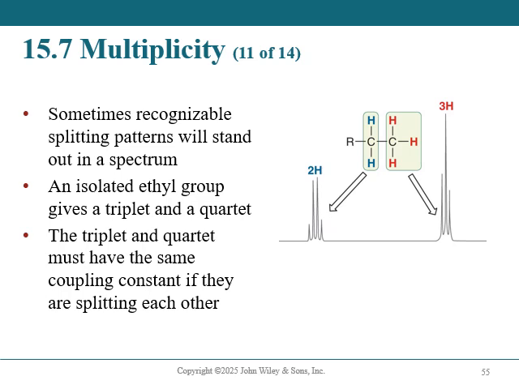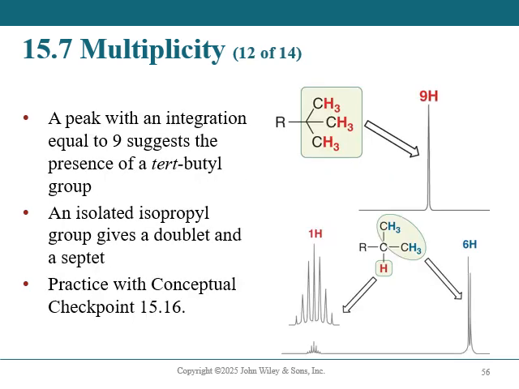Sometimes recognizable splitting patterns will stand out in a spectrum. An isolated ethyl group gives a triplet and a quartet. The triplet and quartet must have the same coupling constant if they are splitting each other. In other words, the distances are going to be the same here as they are here. A peak with an integration equal to 9 suggests the presence of a tert-butyl group. So these are some generalizations, some trends that you're going to see. The more you practice, the more you see that this actually holds really well and allows you to work through this a little bit easier. An isolated isopropyl group gives a doublet and a septet, just like the one we see right here.